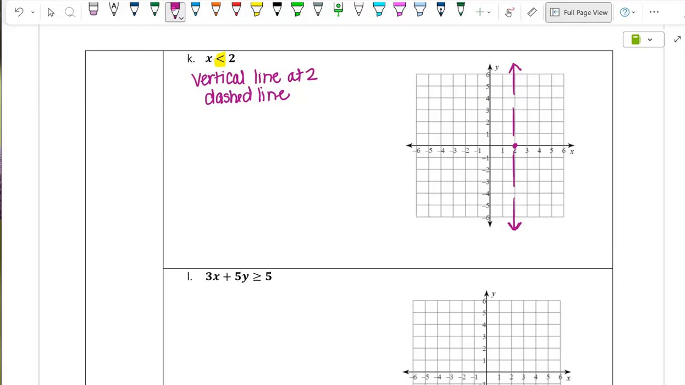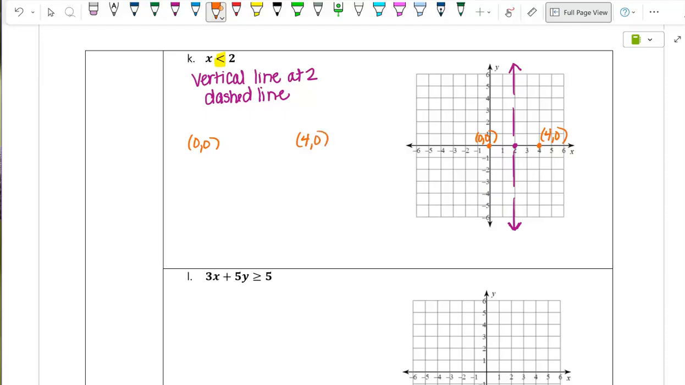And again, then I need to pick points on either side of the line. On the left side here, my favorite 0, 0 is available. And then on the right, I'm just going to go with 4, 0. So the points I'm testing are 0, 0 and 4, 0.